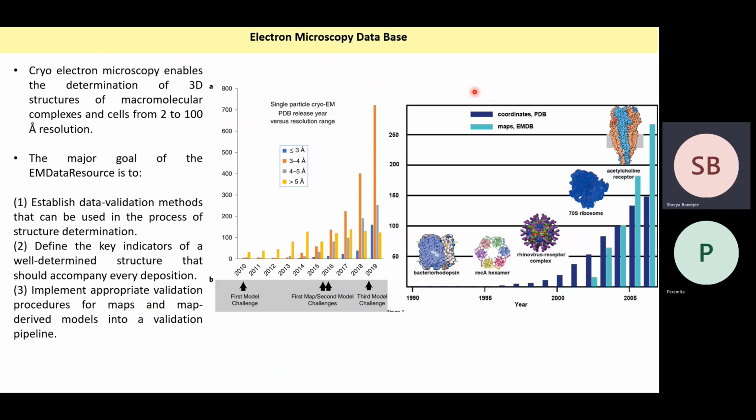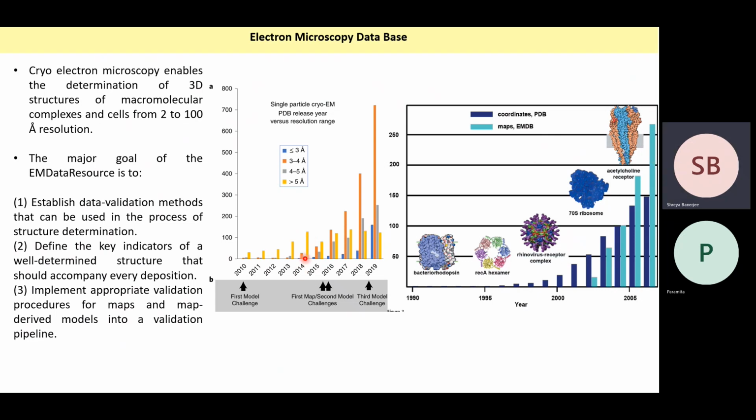So as you see from this graph, the data deposition in EMDB is gradually increasing, and it has overtaken the deposition in PDB. Often structures that are solely determined by cryo-electron microscopy are deposited in EMDB. And if you see this light blue line, it was initially absent, and it picked up around 2002, 2003, and it has grown to even overtake that of PDB.